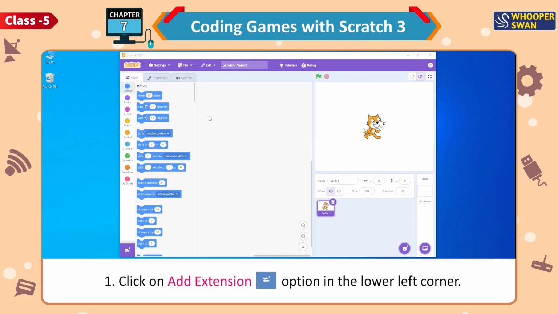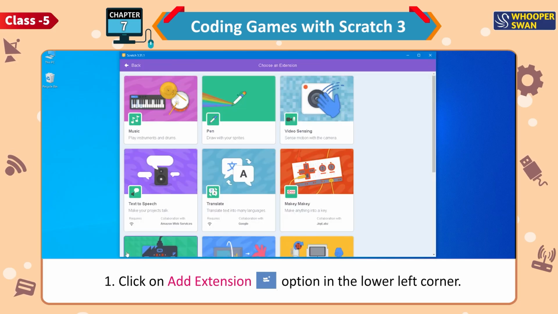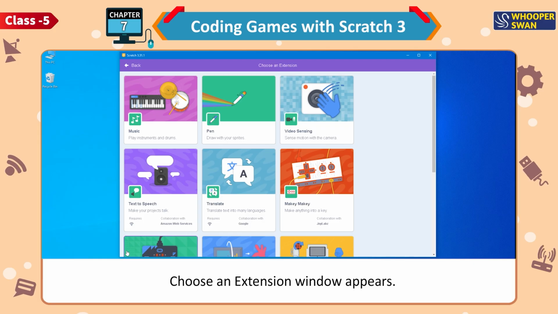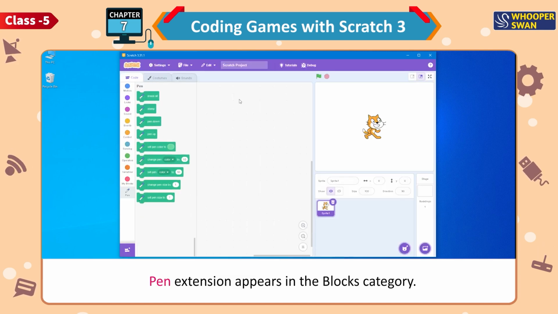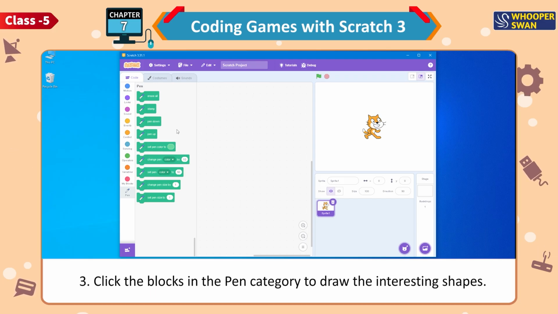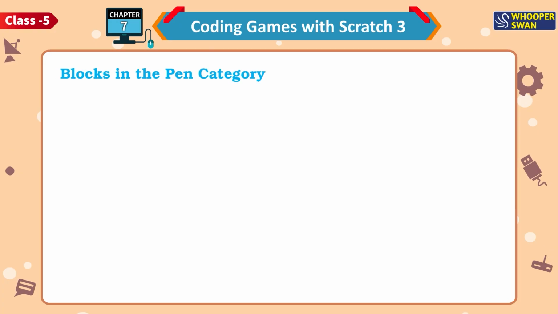Step 1. Click on the Add Extension option in the lower left corner. Choose an extension window appears. Step 2. Click on the pen extension. Pen extension appears in the blocks category. Step 3. Click the blocks in the pen category to draw the interesting shapes. Blocks in the pen category.